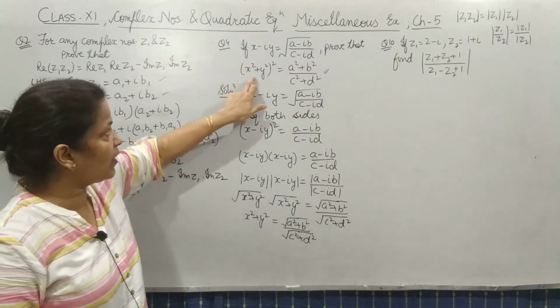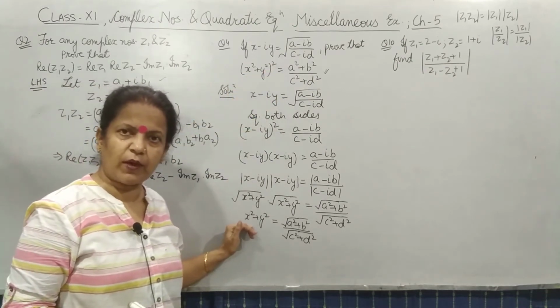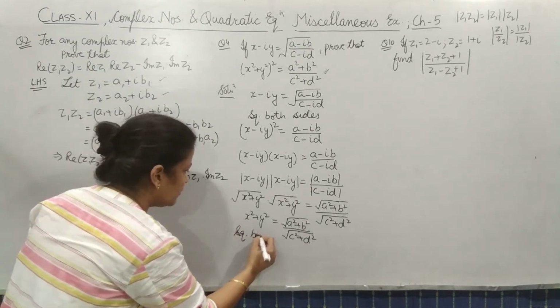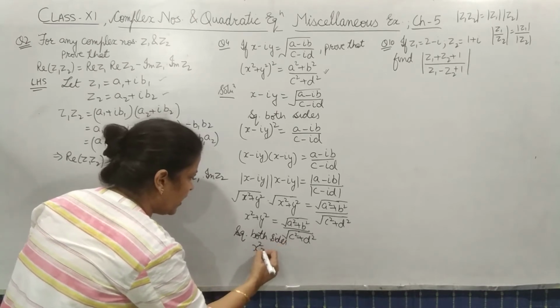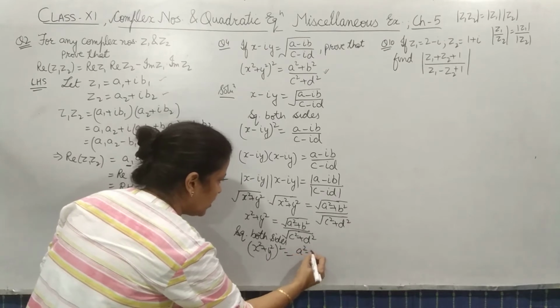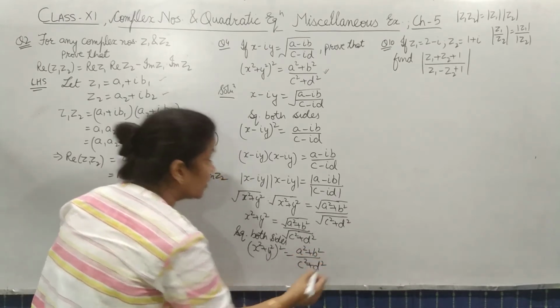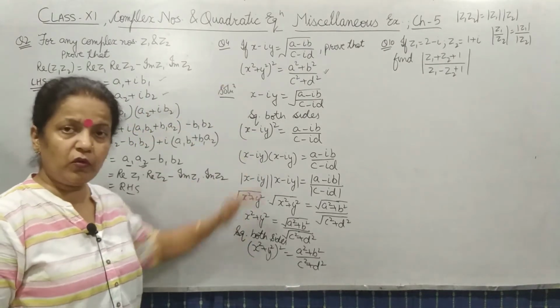Now look, this is x square plus y square whole square, and this is only x square plus y square. So what will you do? Squaring both sides. By squaring both sides, you will get the result. So it is a square plus b square upon c square plus d square. Is it clear? And this only we have to prove.